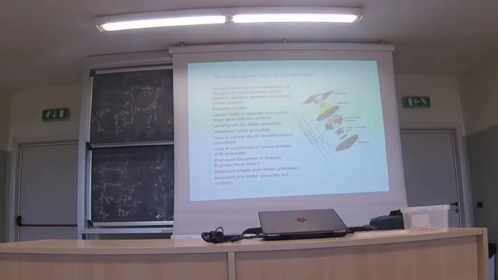Also, the parachute drapes over the lander. So if the parachute goes over, it shuts down the communication of the lander because it's covering the antennas. Or the back shell hit the lander when it falls. Also plausible, but very difficult to happen.